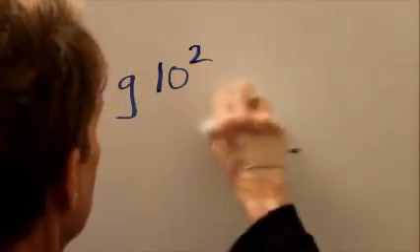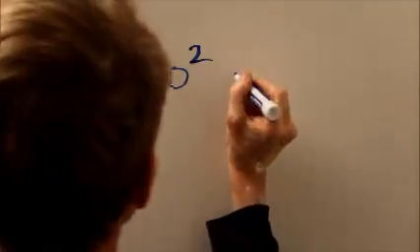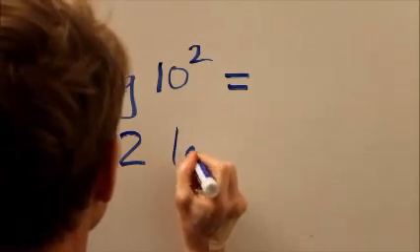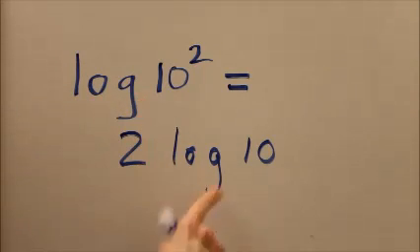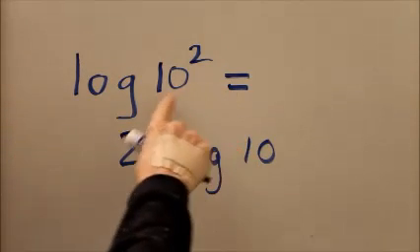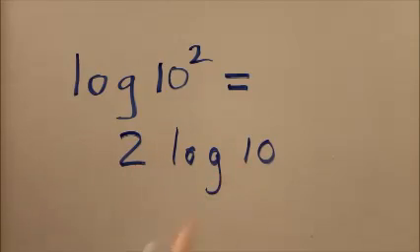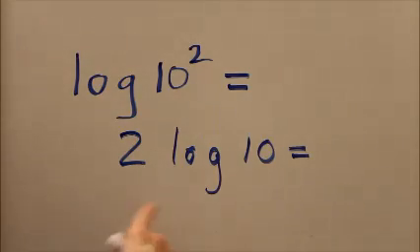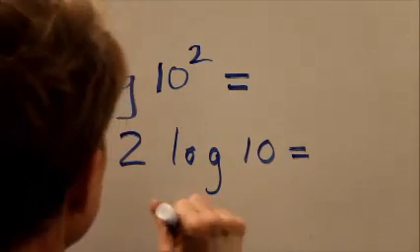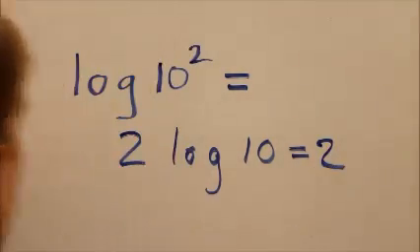Well, okay, according to the formula I just gave you, this is equal to 2 times the logarithm of 10. Remember, when you see log written all by itself like that, it generally means the base 10 logarithm, also known as the common logarithm. Okay, fine. Logarithm of 10 squared equals 2 times the log of 10. What is the log of 10? That's 1, because 10 to the 1 equals 10. So, it works.